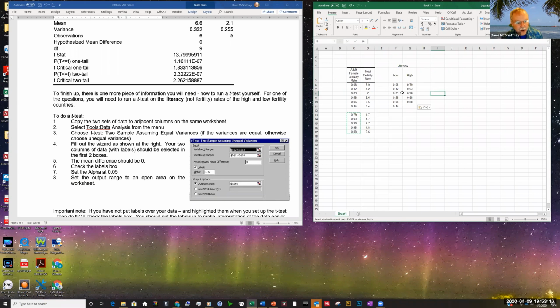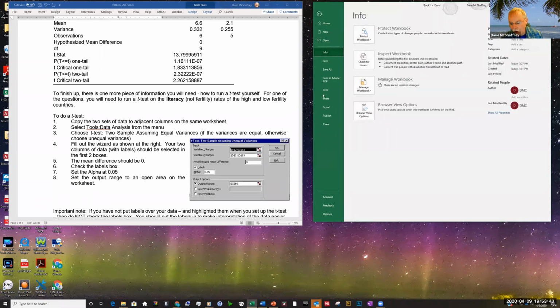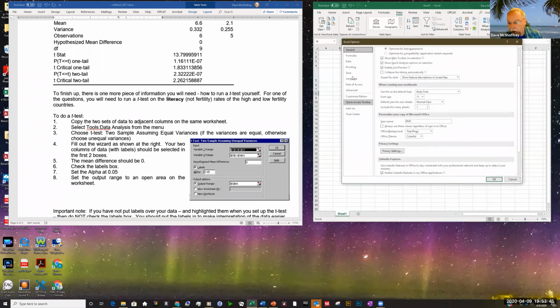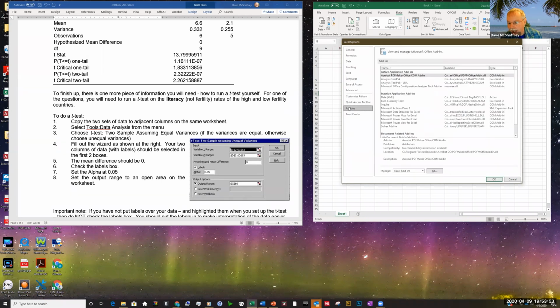So what I'm going to do is go up to my toolbar, my menu bar, and go over to Data, and I'm going to use Data Analysis. Now, the first time you go to use Excel, you may not have Data Analysis checked there. So watch carefully what I do here. I'm going to click on File, come down to Options, and come down to Add-ins.